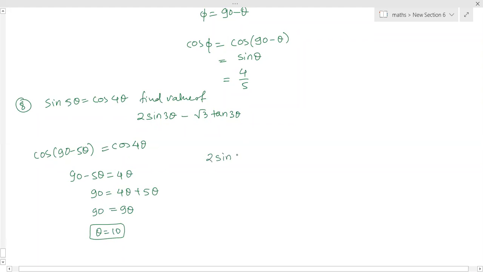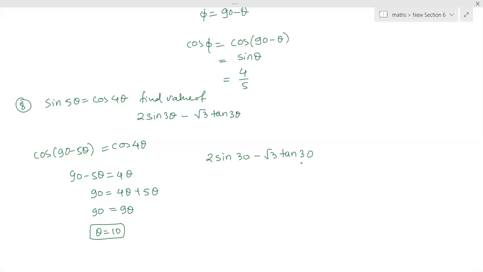Then the expression is 2 sine 30 minus root 3 tan 30. Substitute values and find out the answer. 3 theta, theta is 10, so 3 into 10 becomes 30. Ma'am, it's 0. That's right.